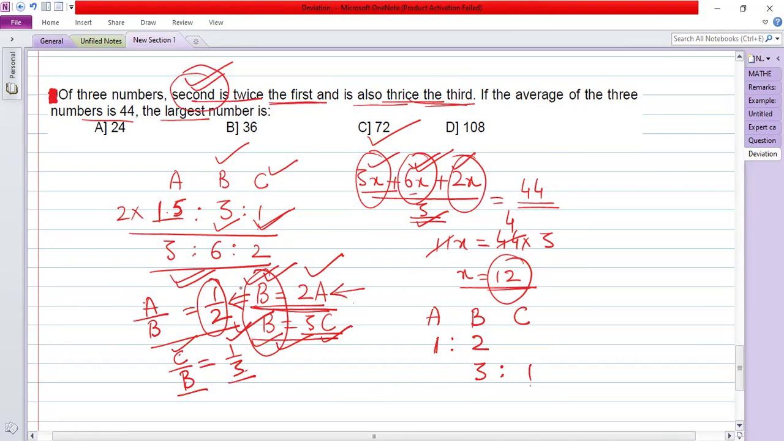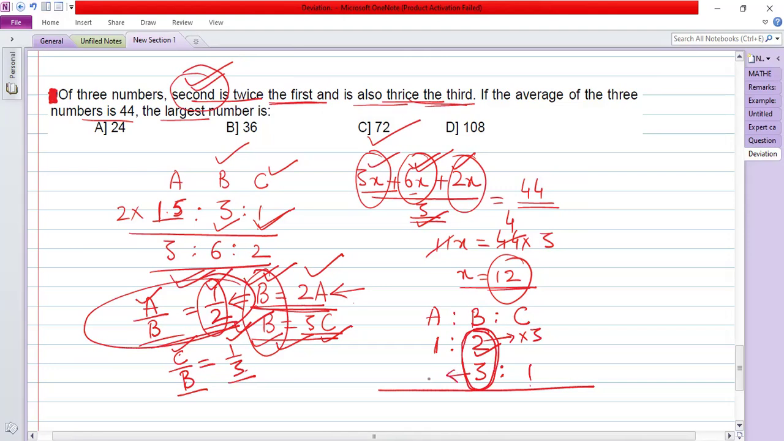Even here, A ratio B means B is 2, and A will be 1. So now we have these pairwise ratios, but we need the common ratio of these three numbers, the mutual ratio. For that, I need this ratio to be the same. So I multiply this 2 by 3 and this 3 by 2. So obviously here it will be a common number, that is 6.